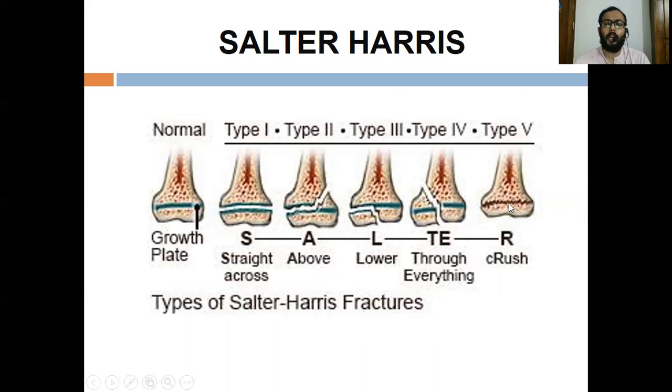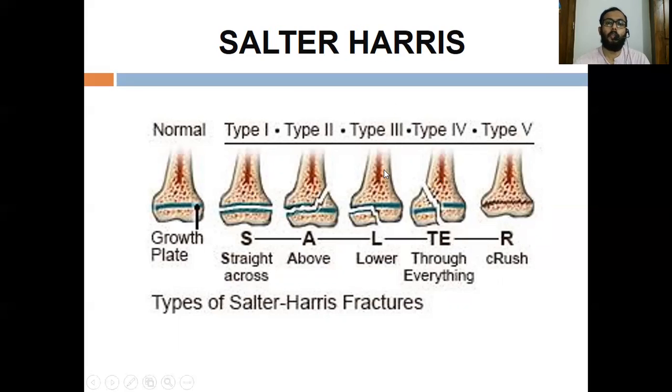Type 5 is very rare, below 1%, an uncommon injury, and this is a crush injury. It may be overlooked, so it is diagnosed when there is growth retardation. So we should keep in mind all the five types of Salter-Harris classification in injured children, so this classification is very important. Why? Because if it is not properly managed, it may affect the growth of that particular affected part.